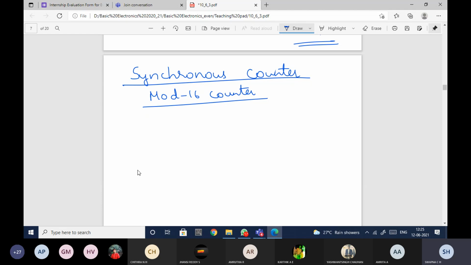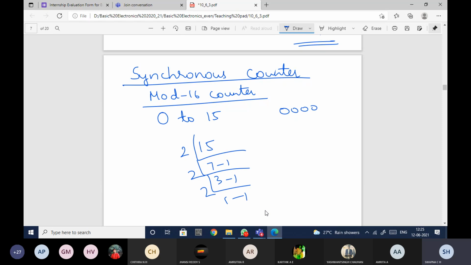Here a mod 16 counter, in the sense, has to count all the states from 0 to 15. 0 to 15 in the sense 0, 0, 0, 0 onwards. In order to represent 15, you need 4 bits, 1, 1, 1, 1. So a mod 16 counter has to count from 0, 0, 0, 0 to 1, 1, 1, 1. After this 1, 1, 1, 1, it has to go back to 0, 0, 0, 0. That is how you need to design this counter.